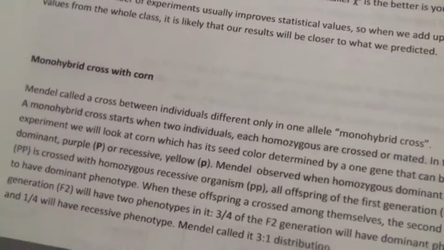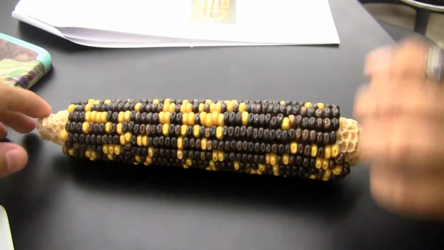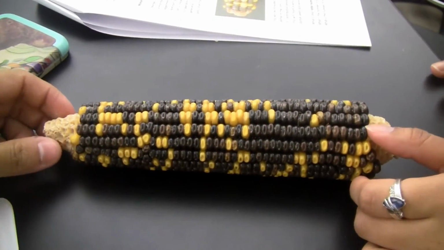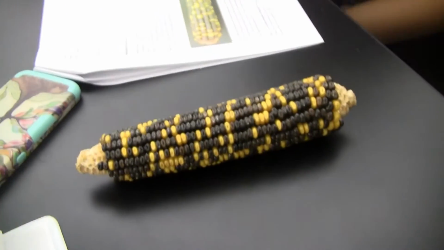Now we are on the monohybrid cross with the corn. Look at it. So now we have to count the total number of seeds in all the rows, and then we'll count the number of purple seeds and then the yellow seeds. I call the yellow seeds. I call the purple ones. Okay, let's start with the colored ones. That way we can just add the purple and then that's the total.